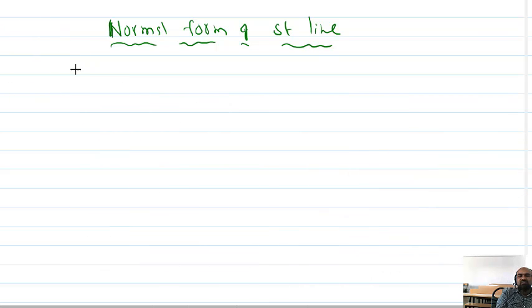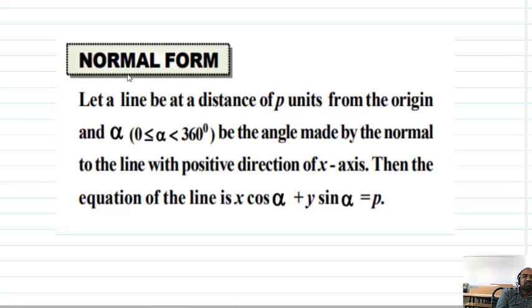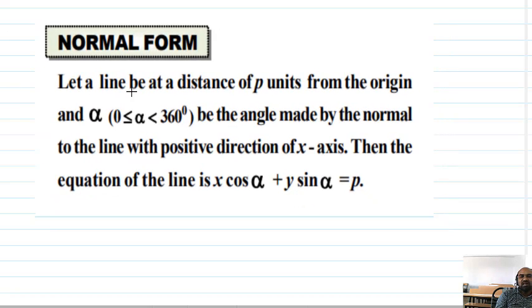Okay students, first of all I want to complete normal form, and after that I will explain. I will write here, given. I will read first of all the normal form of a straight line. Observe students, let a line be at a distance of p units from the origin, and alpha, which may be 0 to 360 degrees, be the angle made by the normal to the line with the positive direction of x-axis. Then the equation of the line is given by x cos alpha plus y sin alpha equal to p.